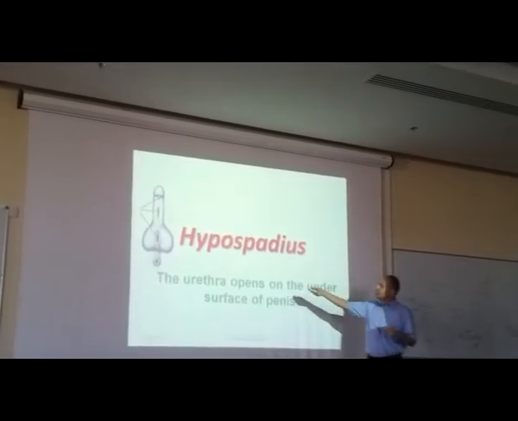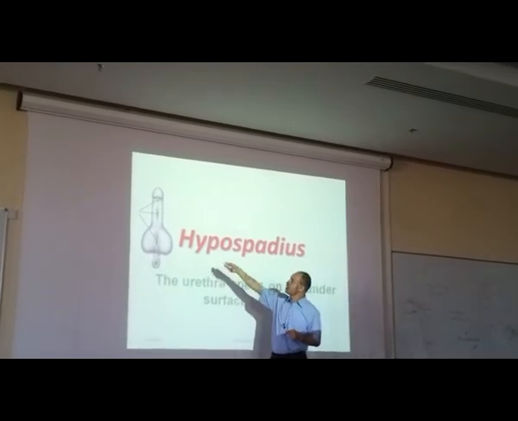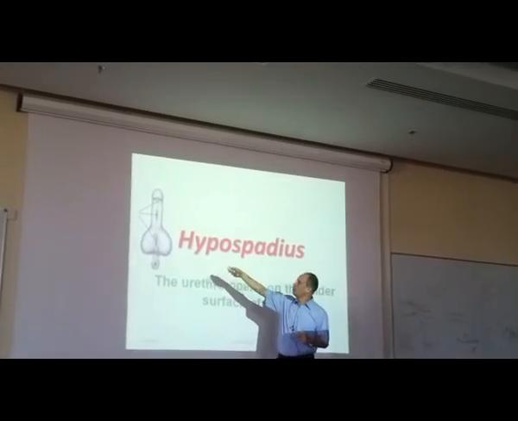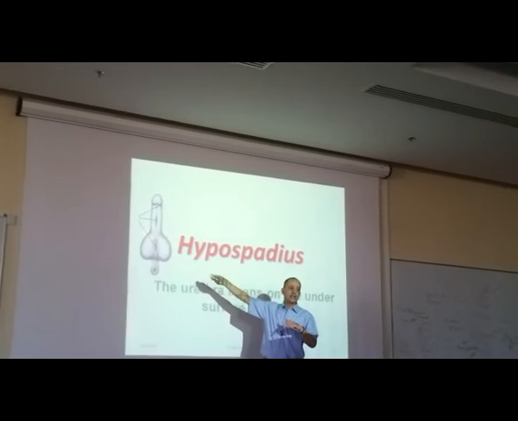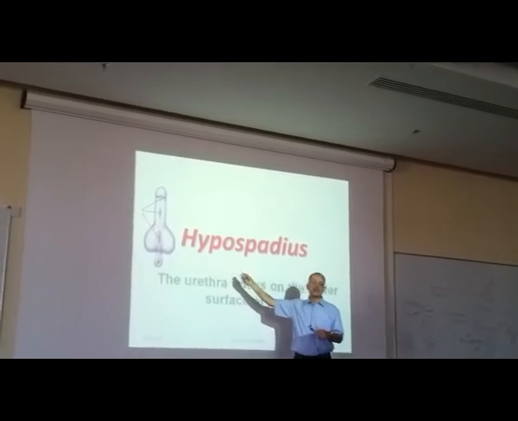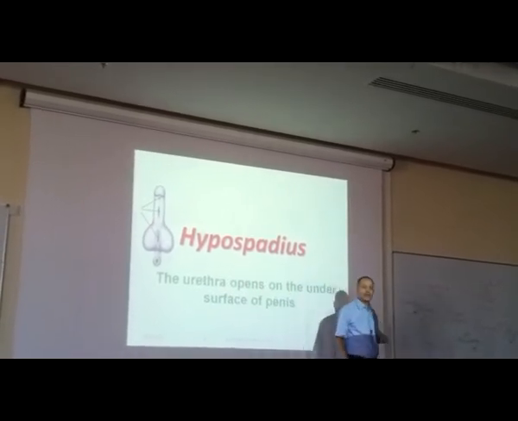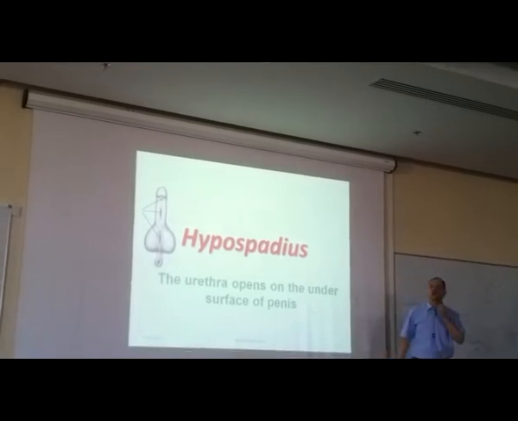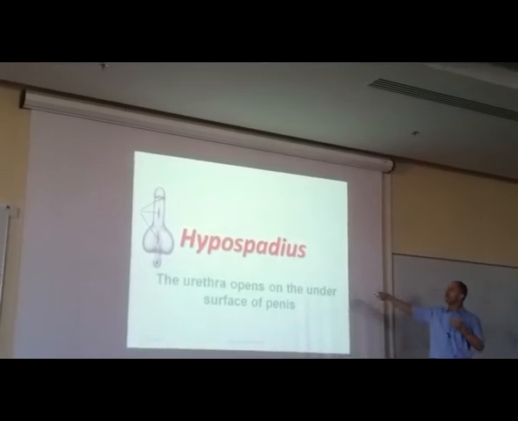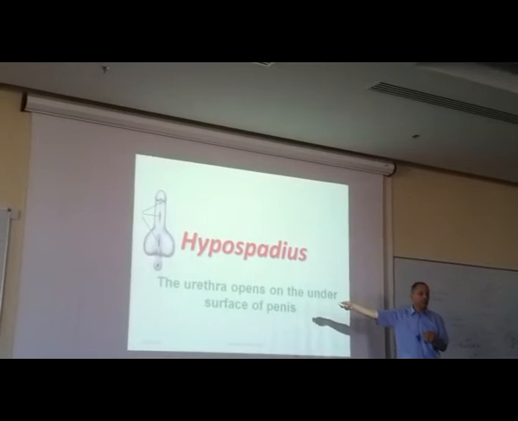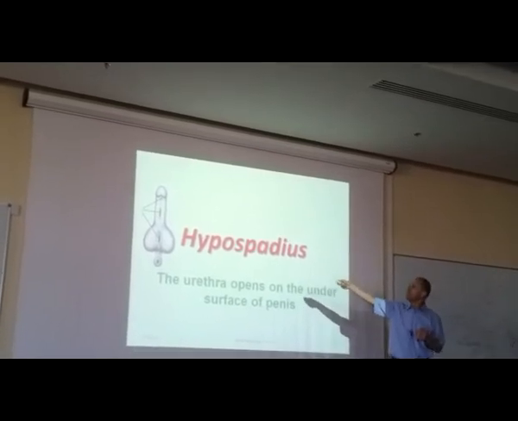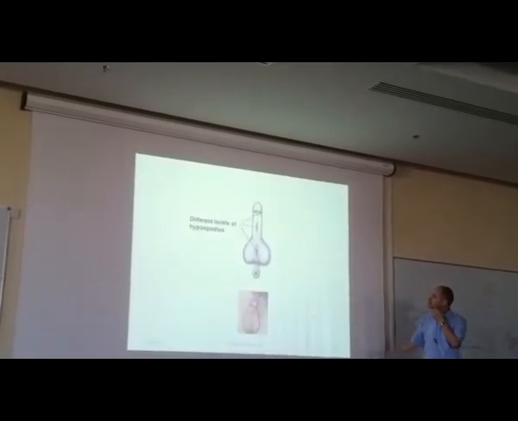Again, the reverse: the urethra fails to reach the glans penis and opens too early. This is named hypospadias. The terminal end of the male urethra opens on the under surface of the male organ. It may be of scrotal type, penile type, or glandular type.